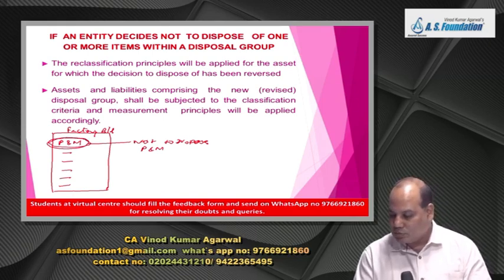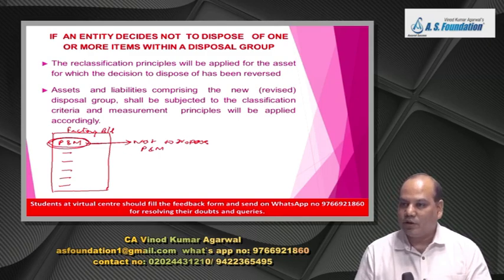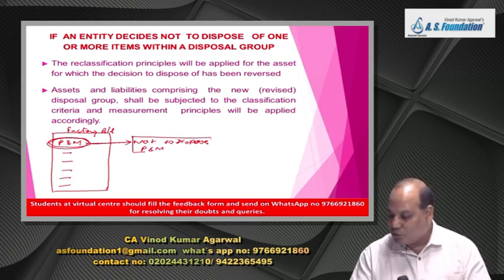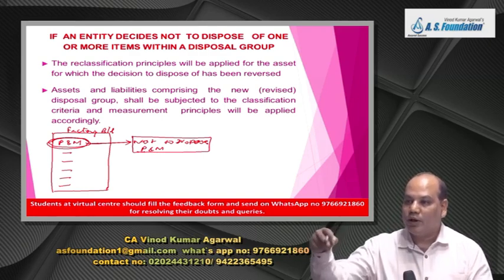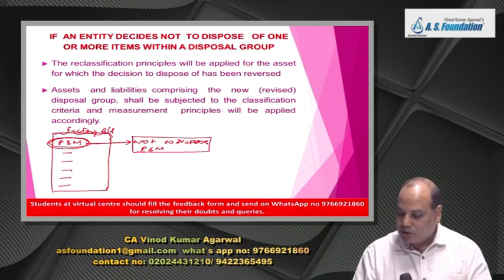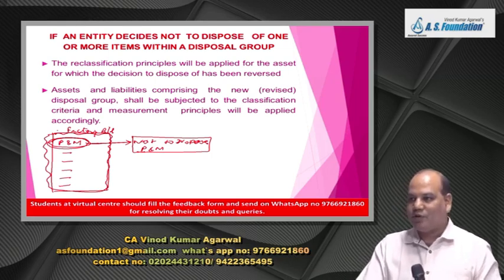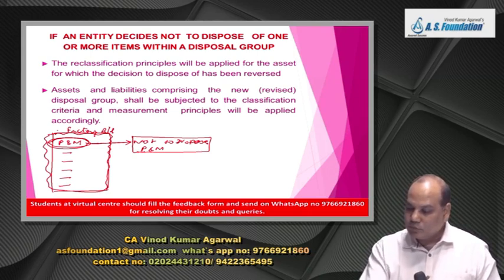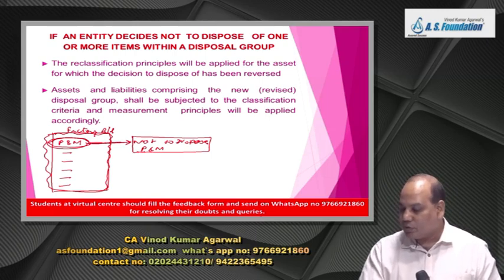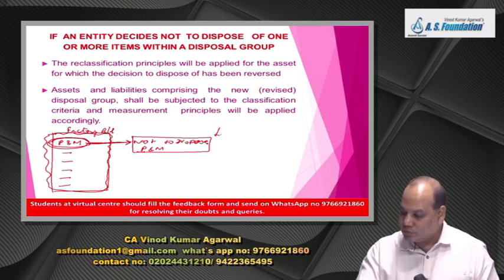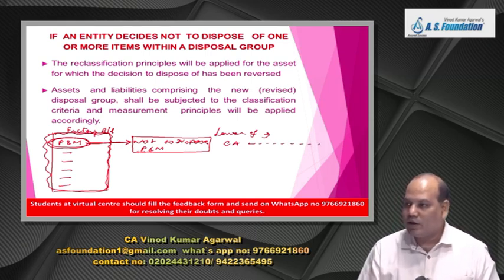So now this you will have to remove. It is no longer held for sale now. So for this you have to apply the principle. What will you do if you are not going to hold it for sale? And then you apply IFRS 5 for the remaining group if it fulfills the definition of held for sale. So the reclassification principle will first be applied for the asset for which the decision to dispose has been reversed. Remove it. And what will be the value of this asset? Lower of the two. Which lower of the two? Carrying amount had you not classified it as held for sale, or recoverable amount.